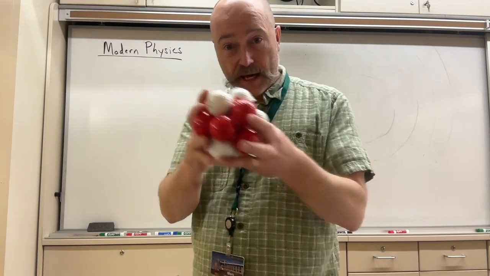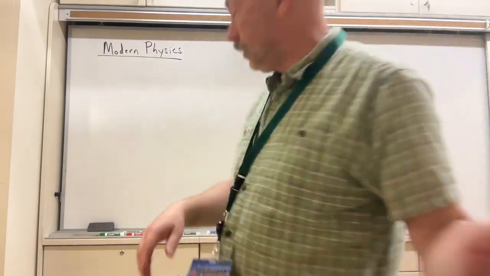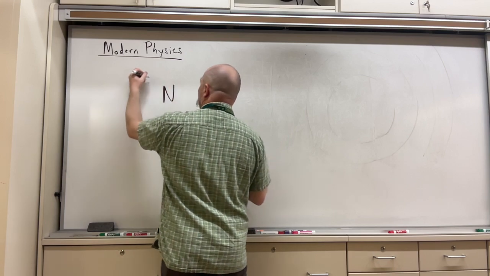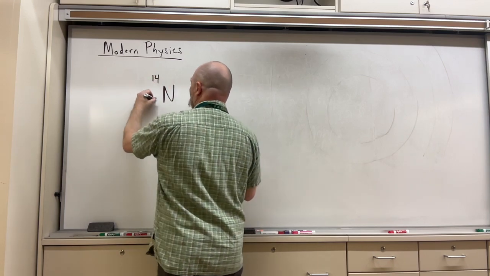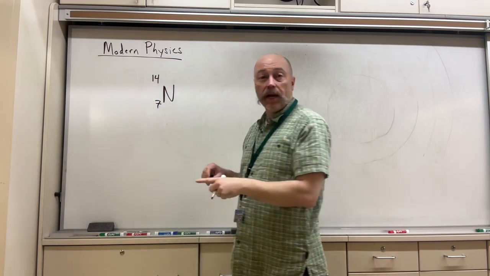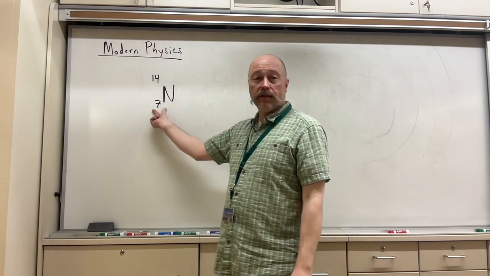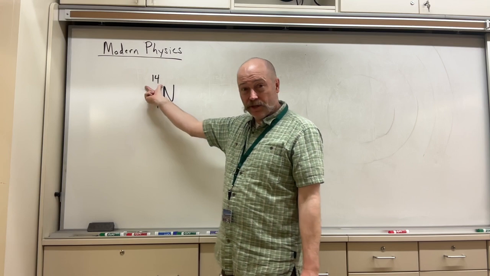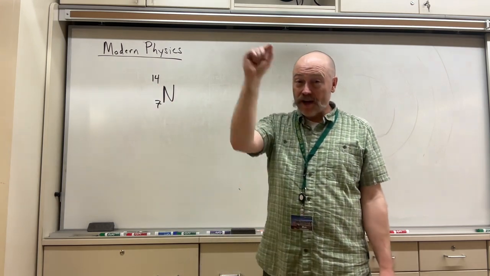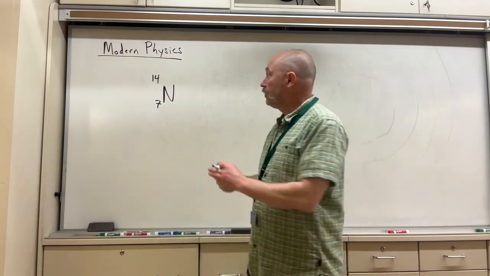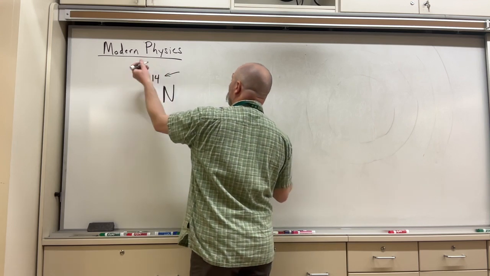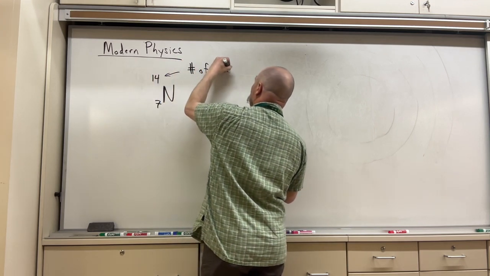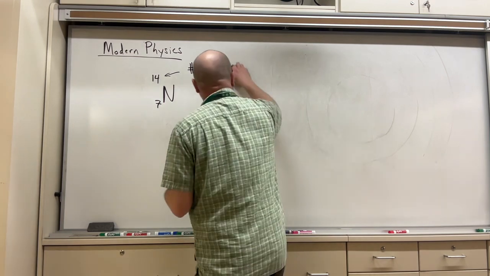So this atom would actually be nitrogen. If you look it up on the periodic table, it would be 14, and it would have an atomic number of 7 because it has 7 protons. And it has 14. This number here is telling you neutrons plus protons. So this is telling you the number of nucleons.